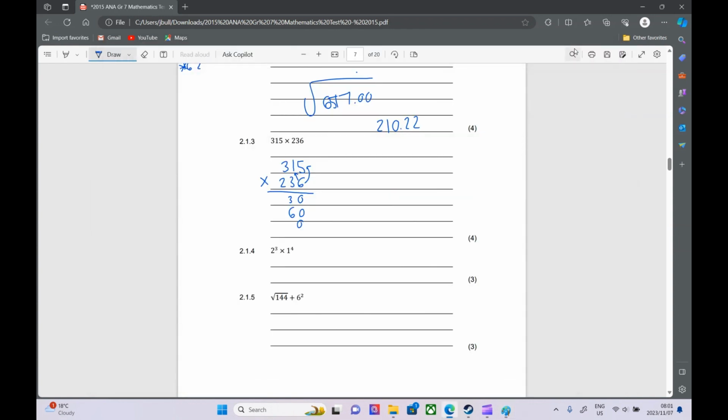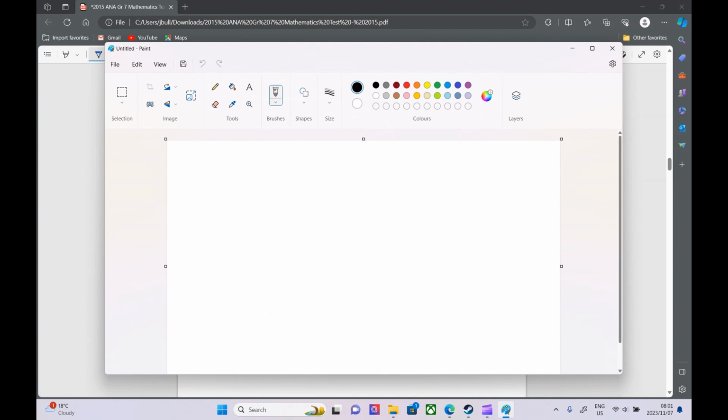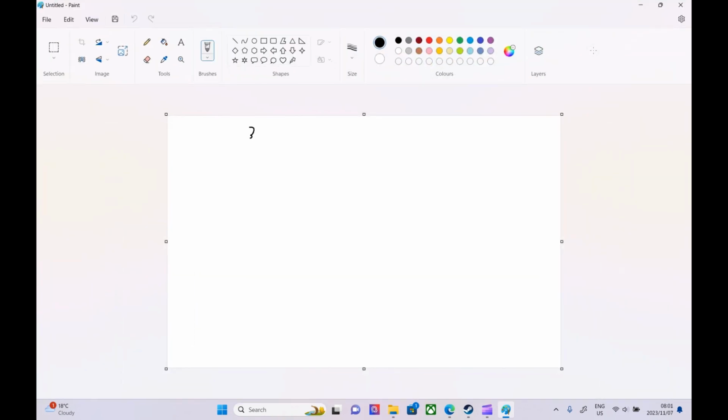Okay, so we've got 315 times 236. I'll quickly run through those again. Let's use some different colors so we can see what we're doing. 6 times 5, we said, was 30. Then 6 times the 10 column, so 6 times 1, is 60. Then in the hundreds column, 6 times 3 is 18. Next up, we're working with the 3, so let's get a different color.